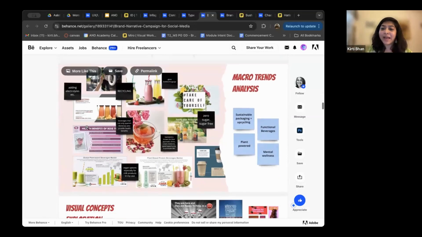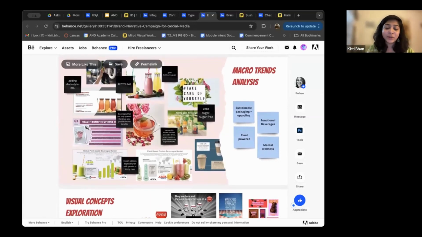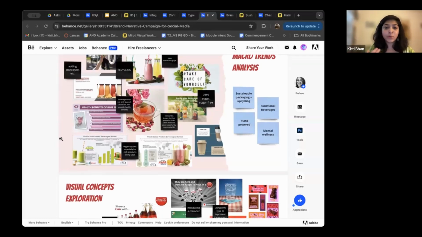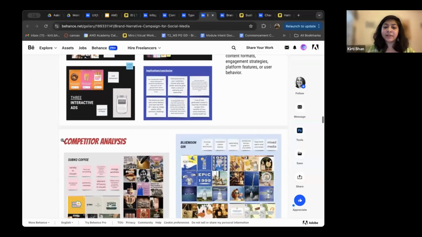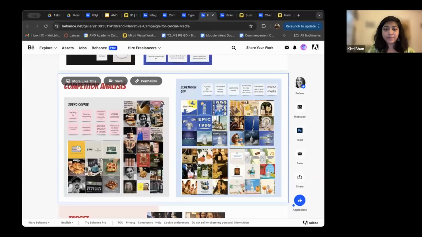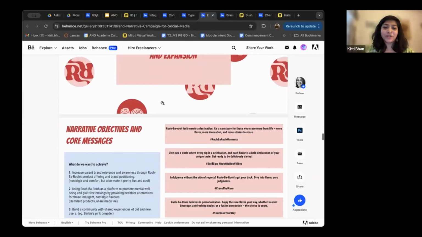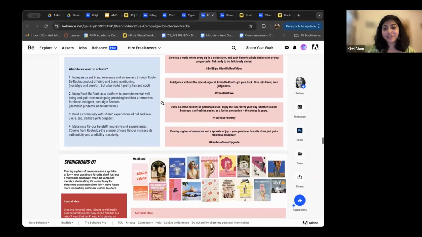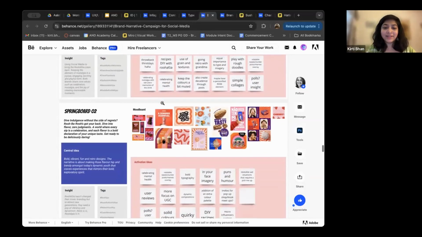Yeah. Again, some macro trend analysis. It is very important when you're doing these narratives because it tells you how relevant your content is and what is coming, what is going, what is actually working these days. You can also work with your competitors accordingly. Some visual explorations, some social media trends, a lot of analysis, some competitor analysis happening. Then the target audience, some activation expansions, a lot of detailed research of springboards, visual springboards, the ideas.